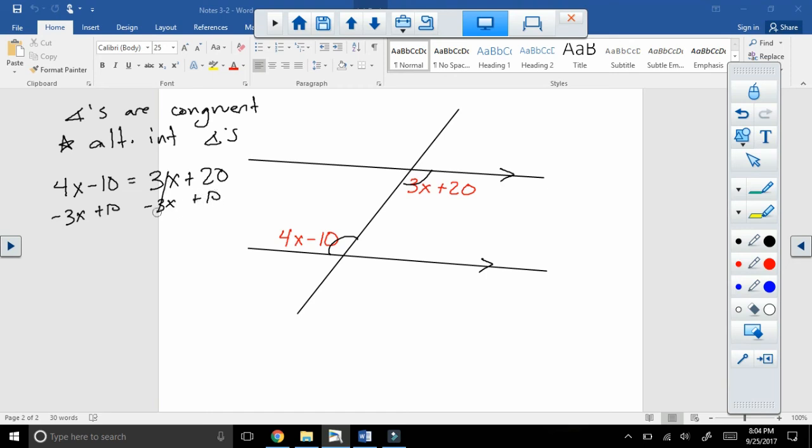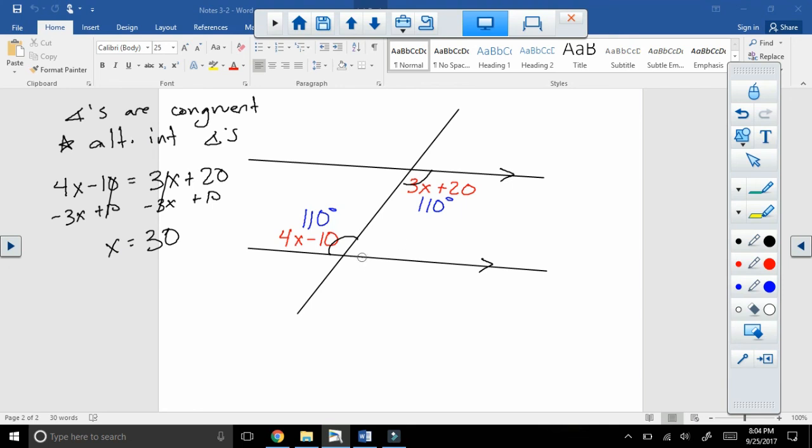I'll just do these steps at the same time. So x equals 30. So that would be my answer if they just want me to solve for x. If they want me to plug it back in and come up with these different angle measures, I could do that too. So 4 times 30 is 120 minus 10. This is 110 degrees. And then 3 times 30 is 90 plus 20, which is also 110 degrees.